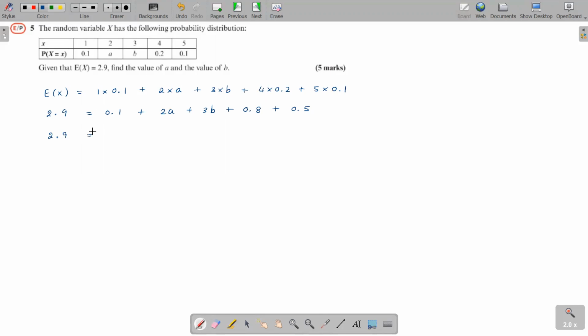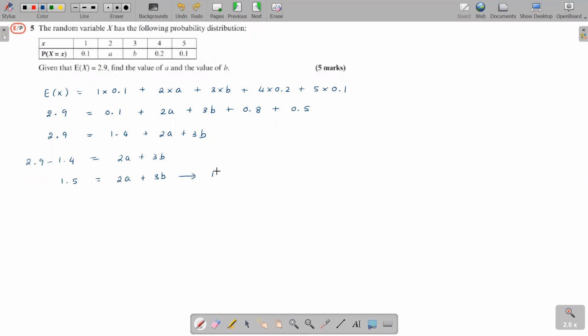So 2.9 equals, how much is the total addition? 0.1 plus 0.8 plus 0.5 is 1.4, plus 2A plus 3B. So 2.9 minus 1.4 equals 2A plus 3B. 2.9 minus 1.4 is 1.5, which equals 2A plus 3B. So this is the first equation.